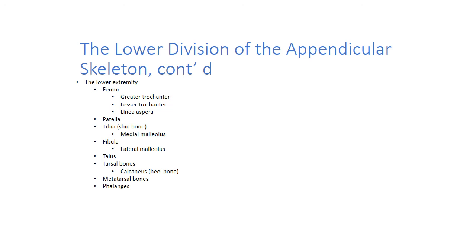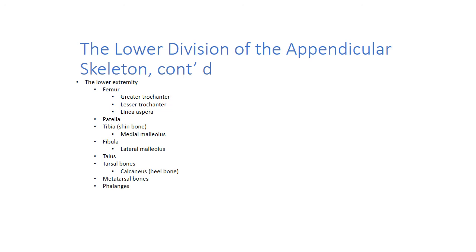The bones that actually make up the ankles are the tarsal bones. Of the tarsal bones, the largest tarsal bone is the calcaneus, and that is the bone that forms the heel. The metatarsal bones form the foot, and the phalanges form the toes.